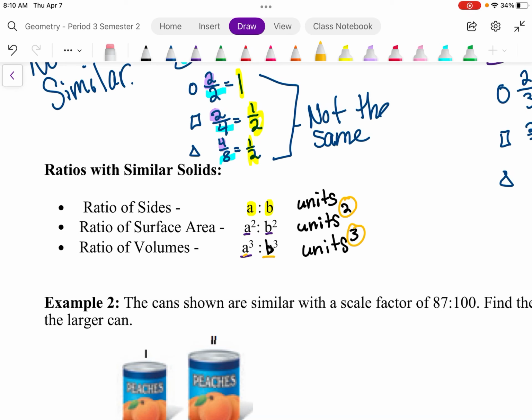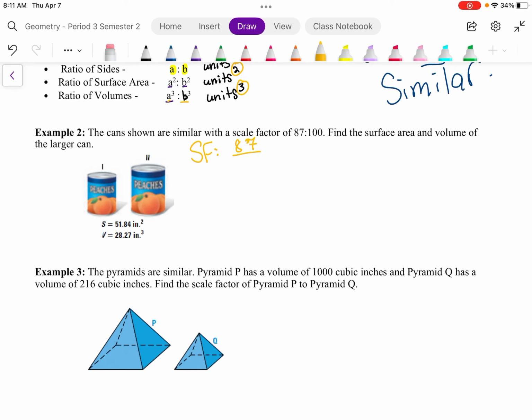So we know the scale factor is going to be the ratio of the sides. We have 87 over 100. So now we need to write it as a surface area. I'm just going to use SA for surface area, and we know we're going to square both the top and the bottom numbers. Now if you square 87 and 100, you're going to get pretty big numbers. So for now, I'm just going to leave it as 87 squared and 100 squared.